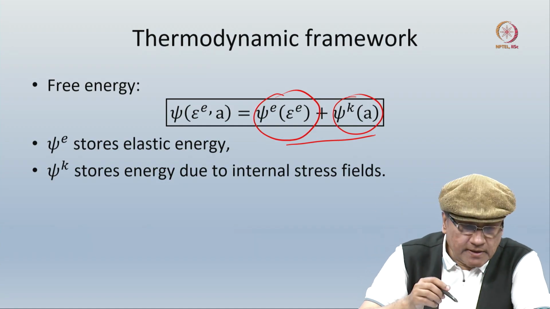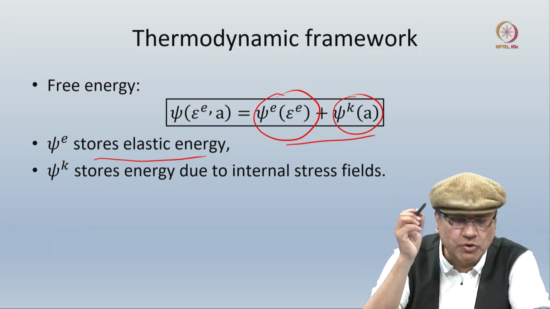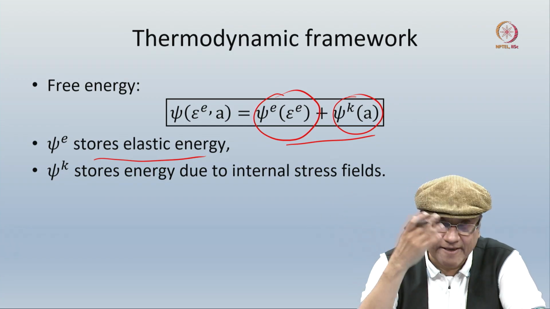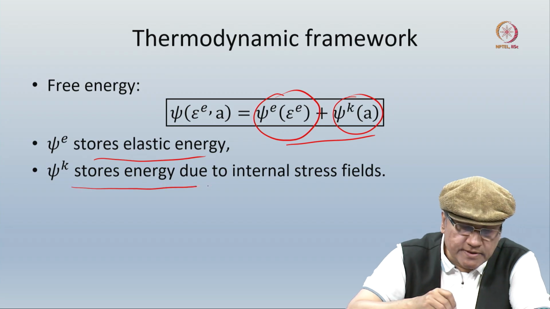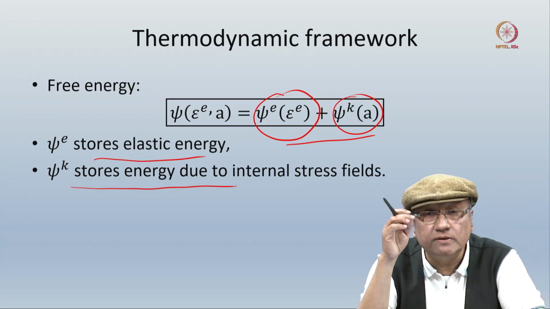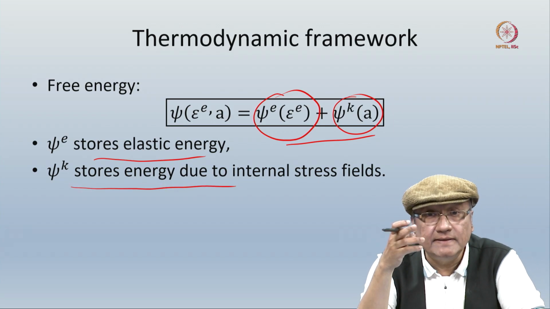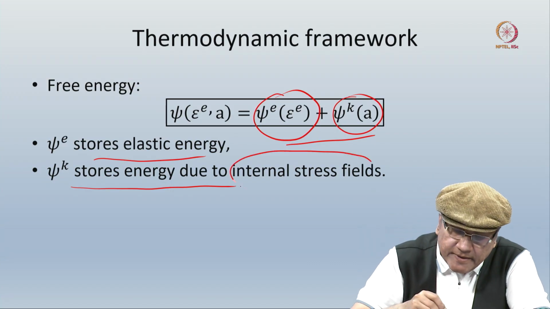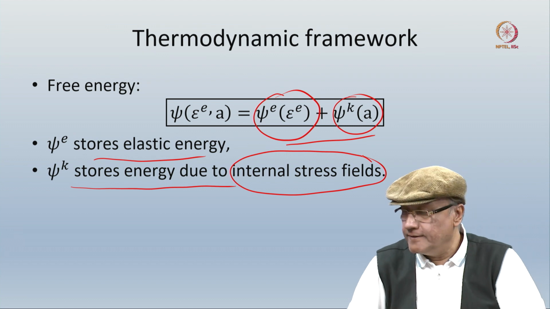So, therefore, psi E is the usual stored elastic energy, which is entirely recoverable automatically. Psi k stores the energy due to the internal stress fields. Basically, this is because of the back stress. The internal stress fields, by that I mean only the back stress, okay.